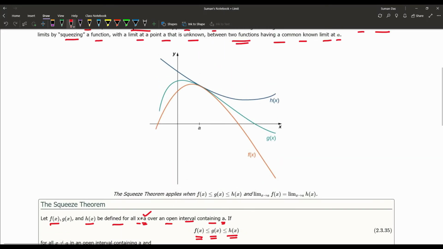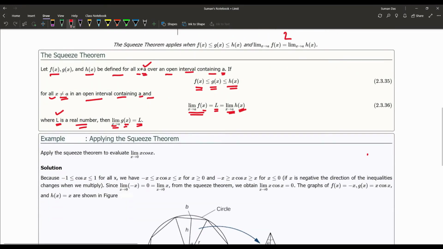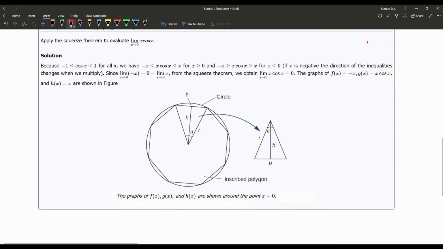Just like here, h(x) is a function and f(x) is a function. Now at the value a, f(x) and h(x) both have the limiting value L. Then we can say that g(x) has the same limiting value L as x approaches a. Let's check the squeeze theorem with an example.